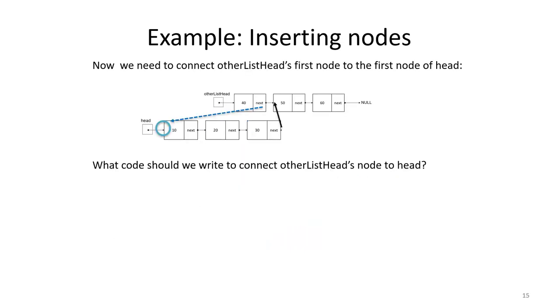Our next step is we now need to connect other list head's first node over to head's first node. So how would we connect other list head's first node's next pointer to head's first node?